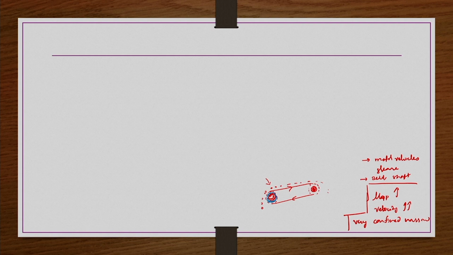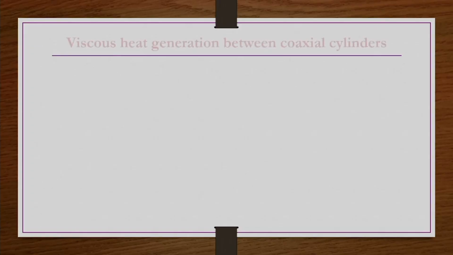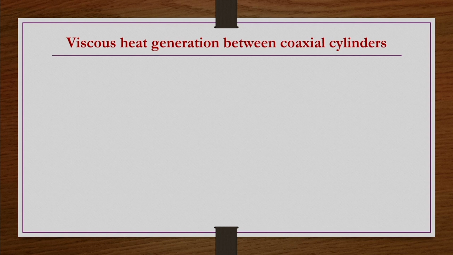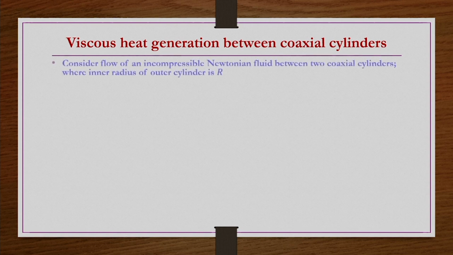In this lecture, we are going to take a couple of problems and do the derivation to get the temperature distribution for these kinds of geometries. The first problem of today's lecture is viscous heat generation between coaxial cylinders. First, let us see the statement of the problem.